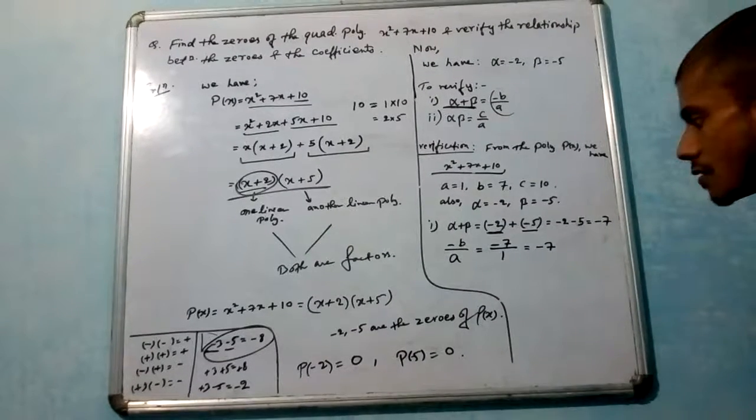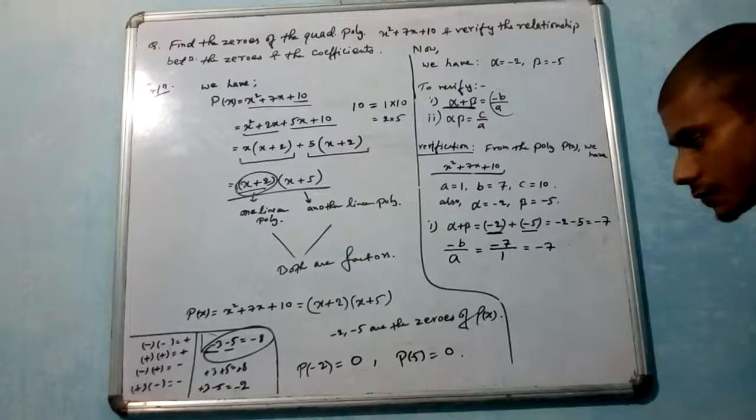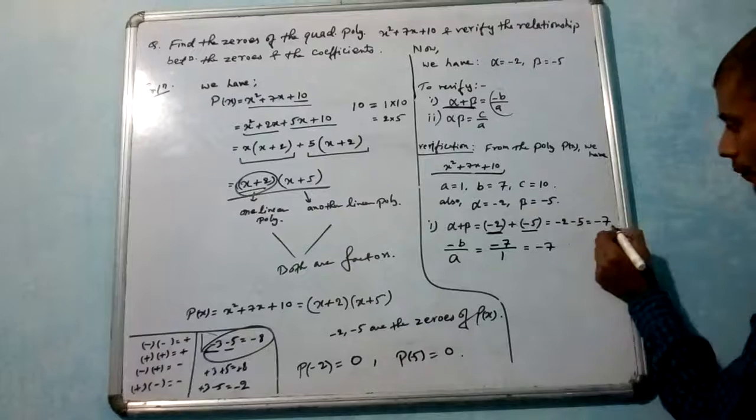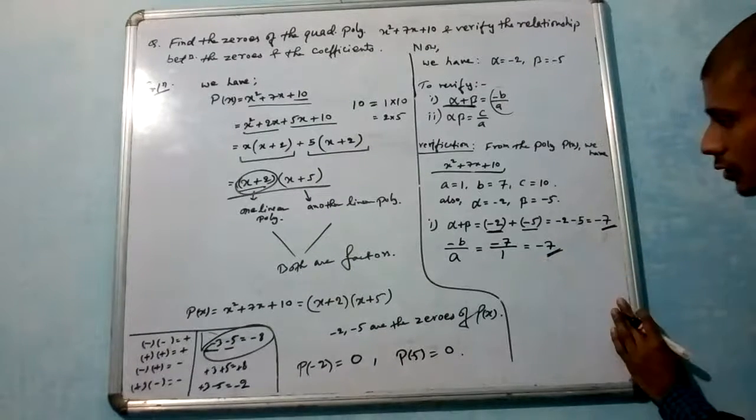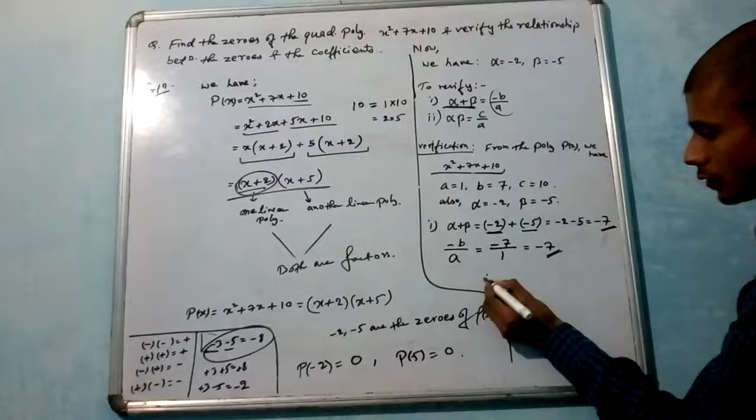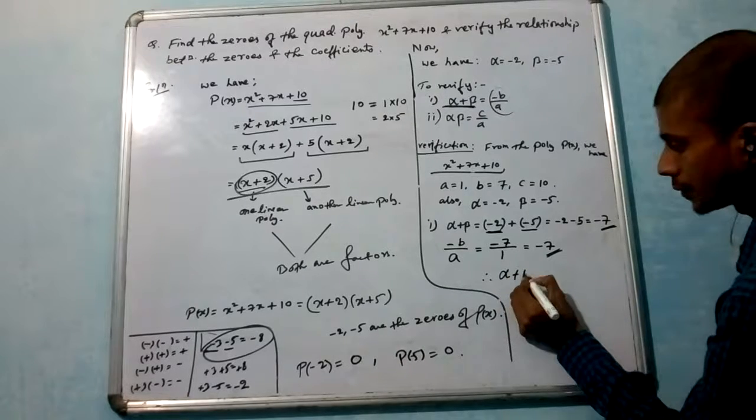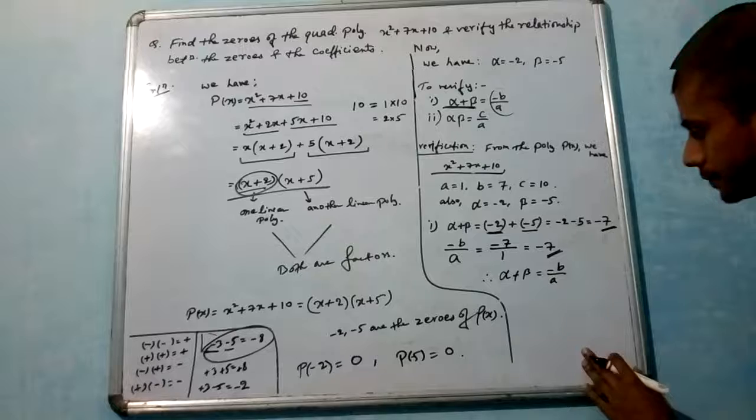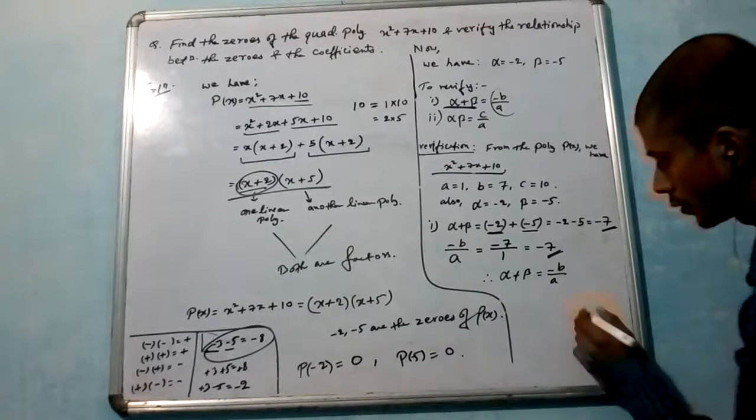Yes? It is minus 7 only. So what can we see? Minus 7 and minus 7 both are equal or not? So therefore, alpha plus beta is equal to minus b by a. One is verified. First one, verified.